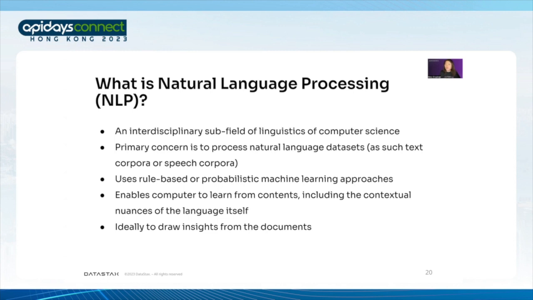It then uses rule-based or probabilistic machine learning approaches. It essentially enables computers to learn from the contents, not just producing things rigidly, but really taking in the contextual nuances of the language itself, which is truly revolutionary. And ideally, it is able to even draw insights from the document. So really, it's starting to think like a human, which is what it's trying to do.